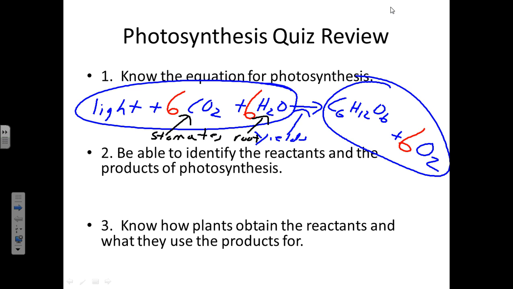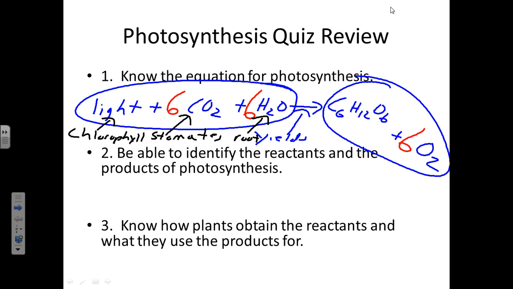And the light is absorbed by what? Yeah, mostly which pigment? What's the main pigment? Chlorophyll, right? I compared chlorophyll to what? Human machine. It's like a solar panel. So that's how the plant gets those things. That's how it gets its reactants.